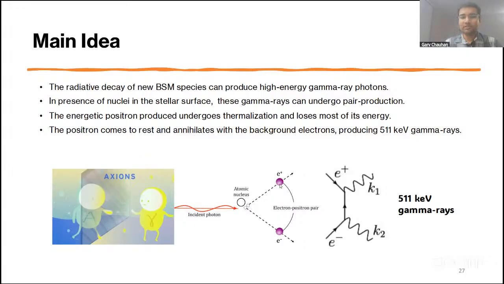So when this positron is going through the material, it scatters and undergoes thermalization and basically loses most of its energy. When it comes to rest, it annihilates with the background electrons and gives you the quintessential 511 keV gamma rays. One of them is outgoing, one is mostly ingoing. So however many 511 keV lines are produced, you get half of them as signal. So that's the main idea.